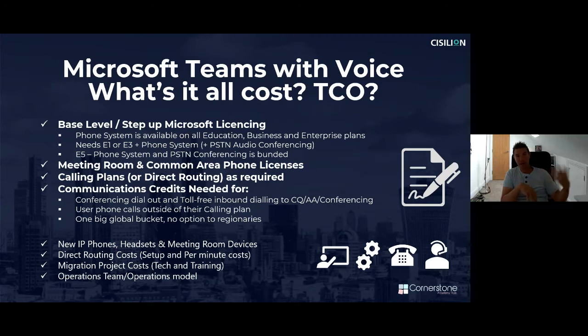If you've got E5 or A5 in education terms, then you do get Phone System as part of that, as well as PSTN conferencing. You then just need to pay for the bundled minutes if you're using Microsoft Calling Plans. You've also got meeting room and common area phone licenses. So Microsoft have got a dedicated license for meeting room equipment and for phones, because that's a device license rather than a user license.